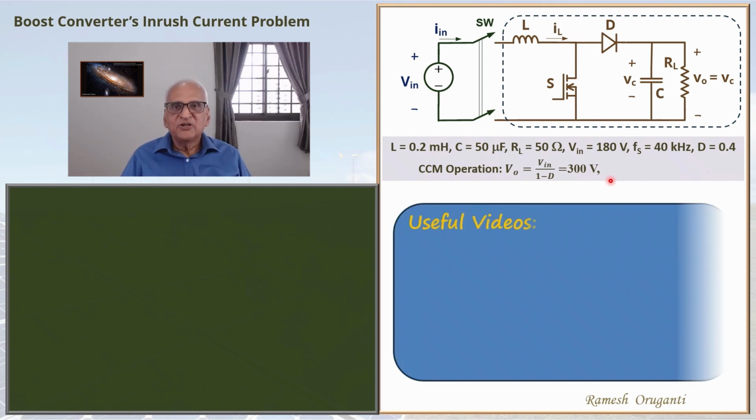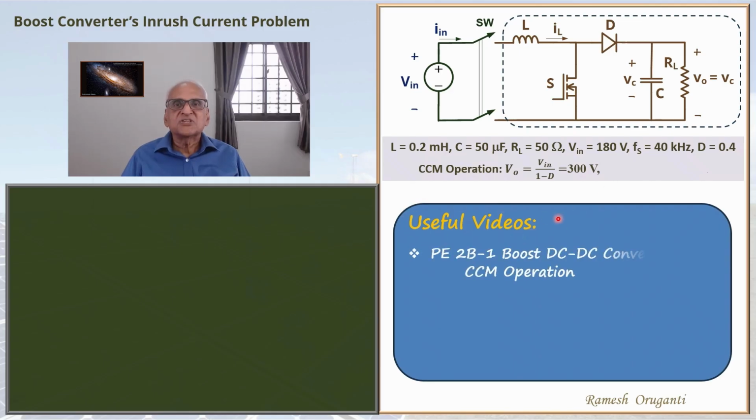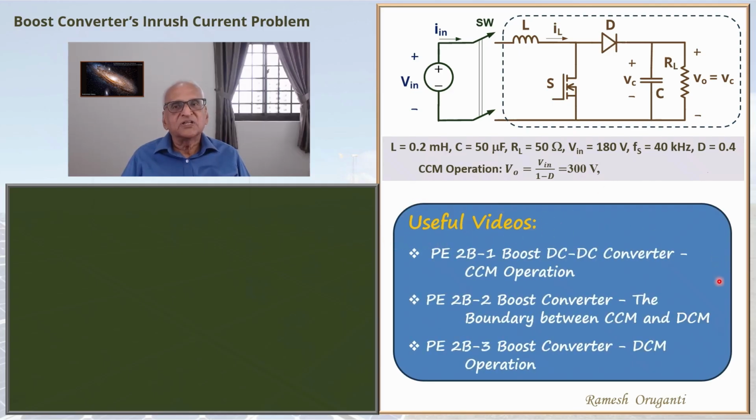There are a few videos in this series which explain the operation of the boost converter under steady state in greater detail. You may wish to go through them in case you are not familiar with the operation of the boost converter. And with a 50 ohm load, there will be a load current of 6 amperes. And we can also show using power balance that the input current will be 10 amperes.